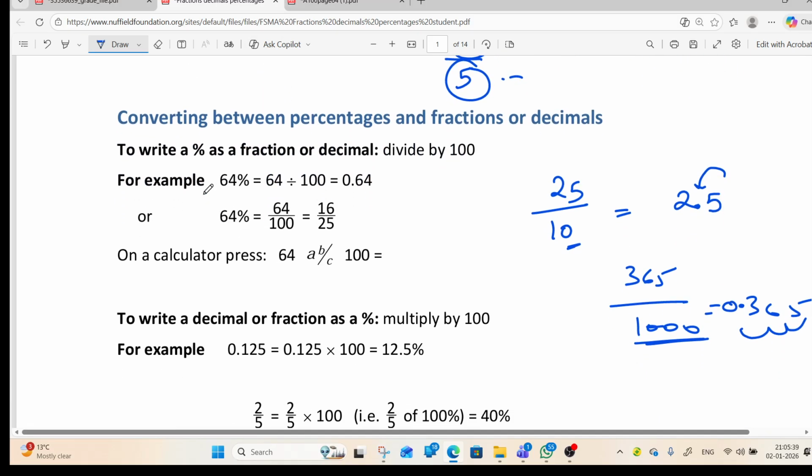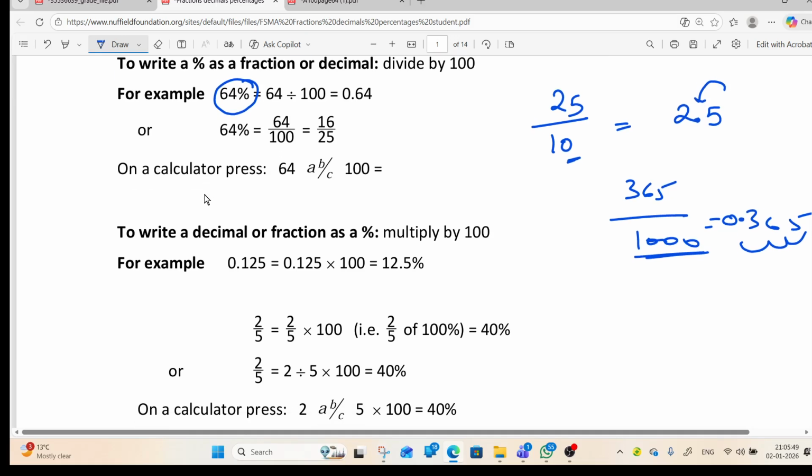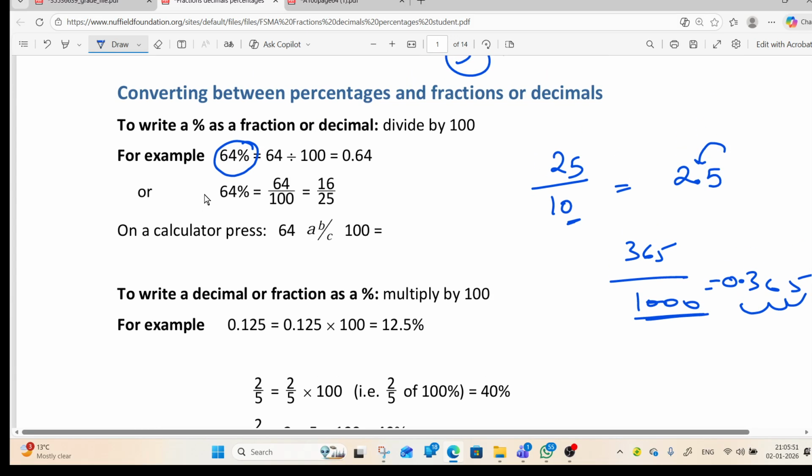Now let's see how to convert percentage and fractions. For example, if I have 64%, I know percent means per 100, right? So you need to divide by 100. 64% means 64 over 100, right? You can convert it into fraction just by adding 100 in the denominator.